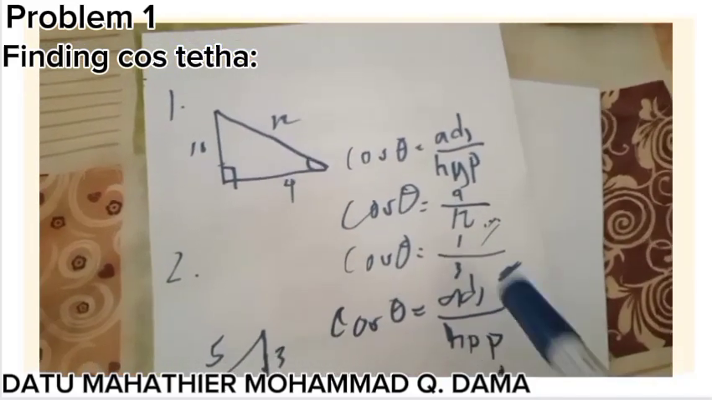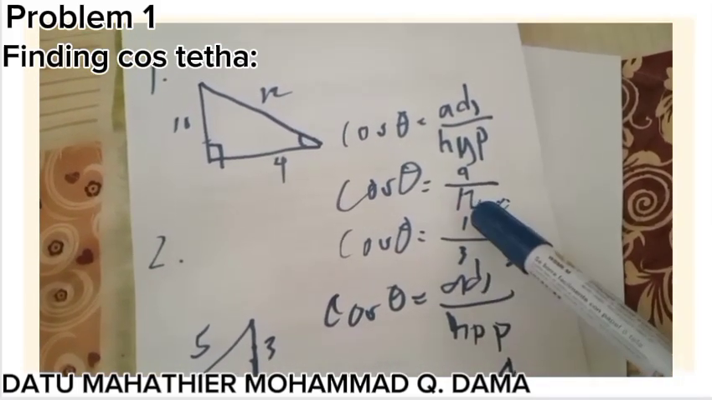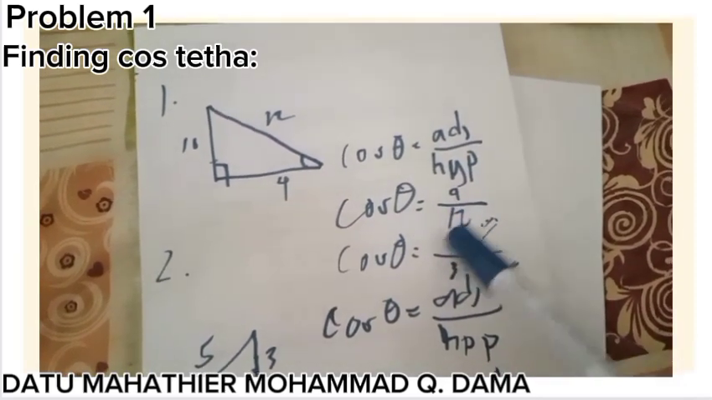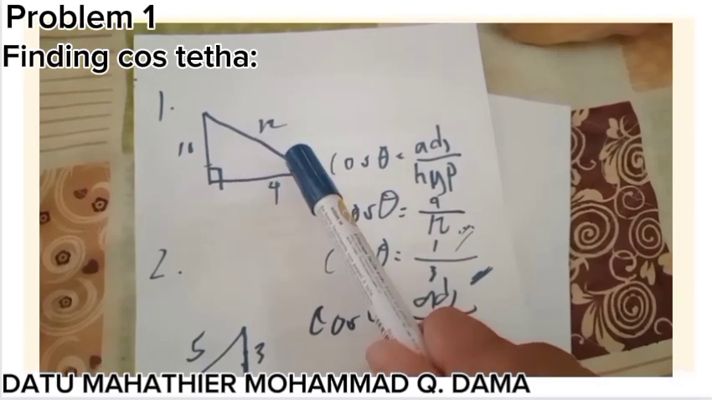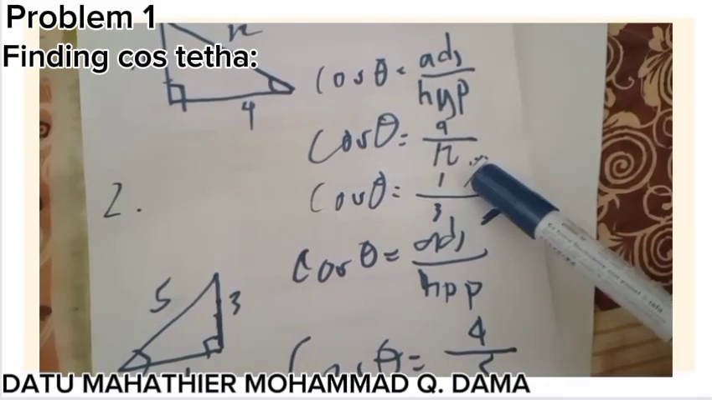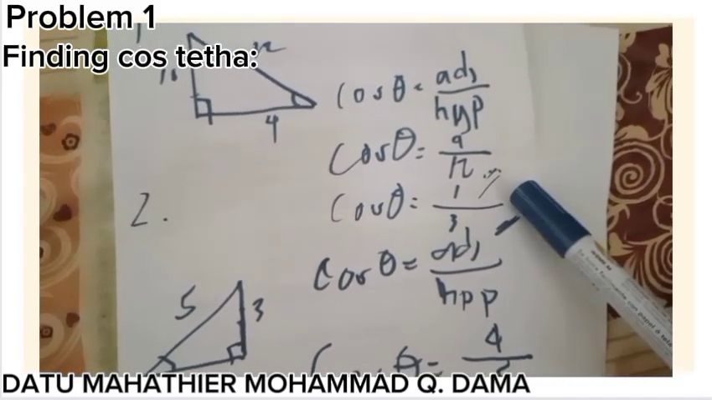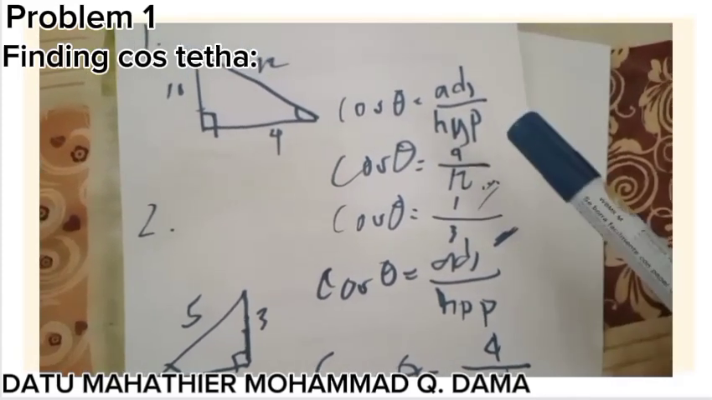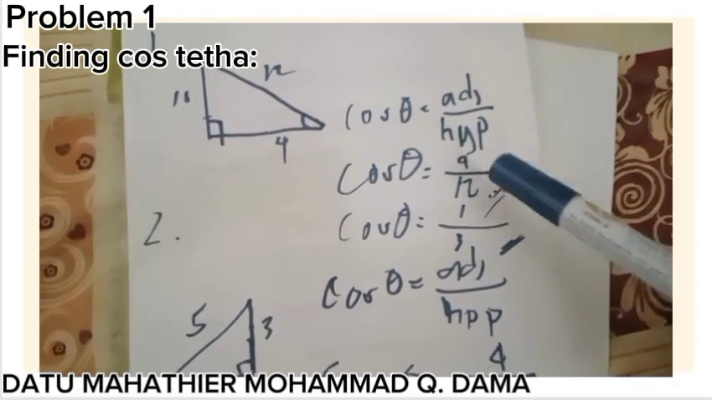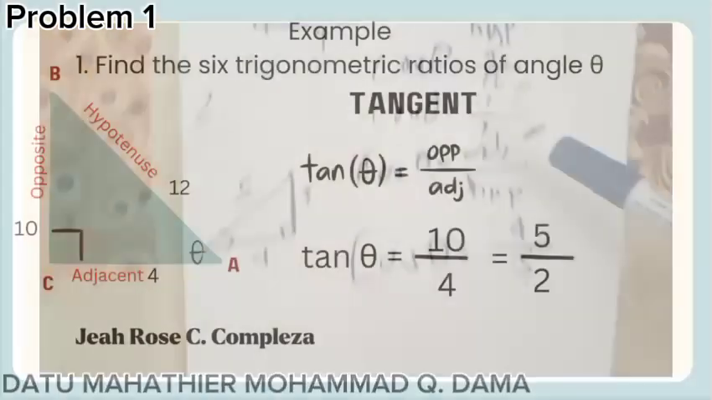So we will just substitute their values. So cos theta equals, what is our adjacent? 4. So we put here 4 over 12, because our hypotenuse is 12. Usually this is already the answer, but if you can still simplify it, then you simplify it. So we divide by 4. 4 divided by 4 is 1, 12 divided by 4 is 3. So this is the final answer.